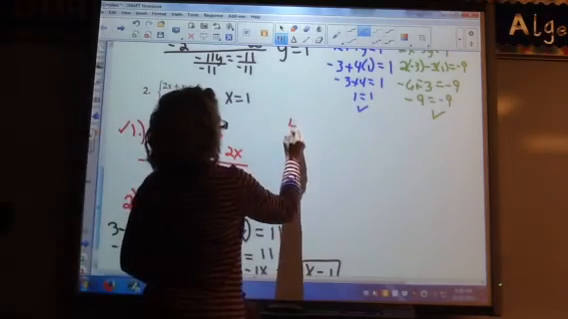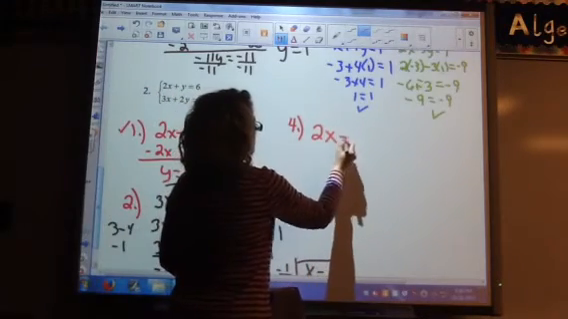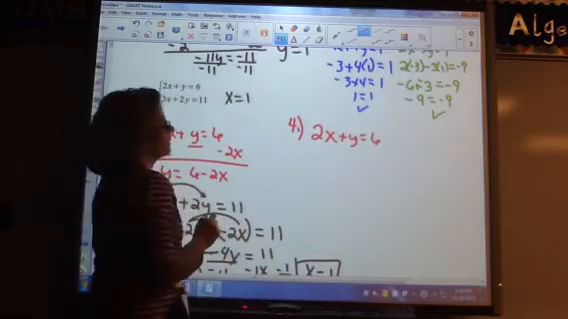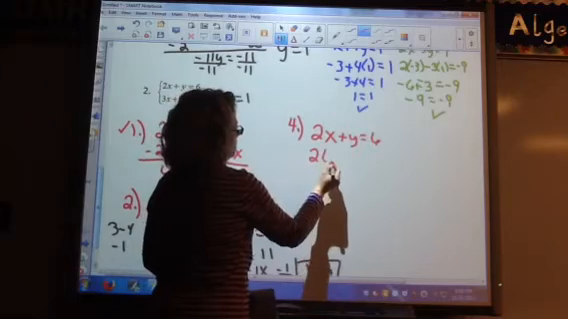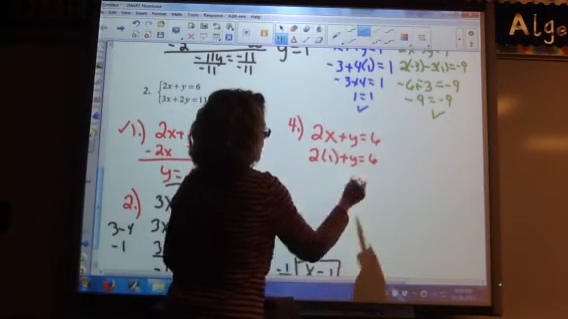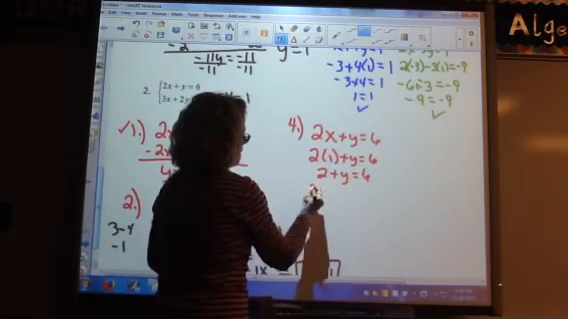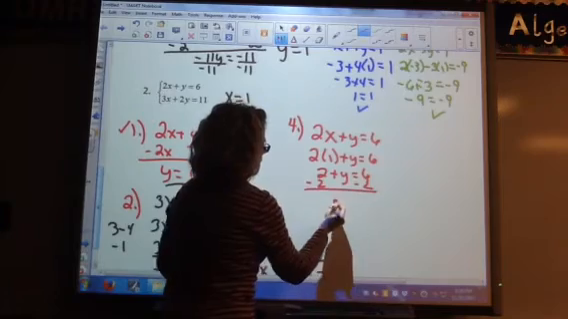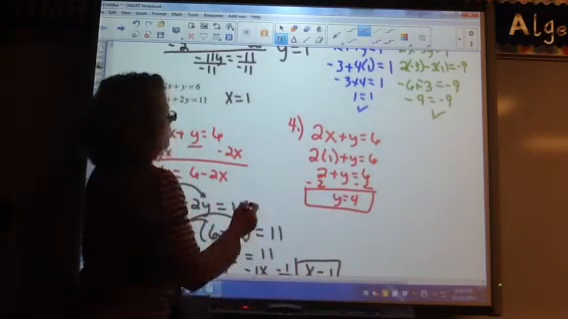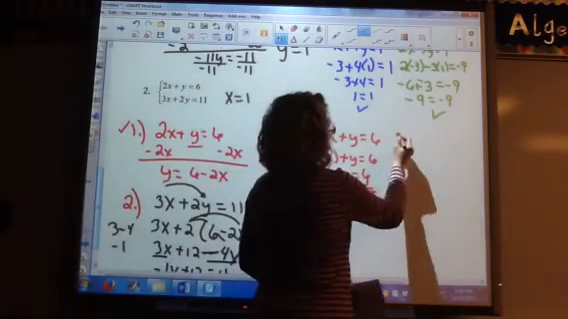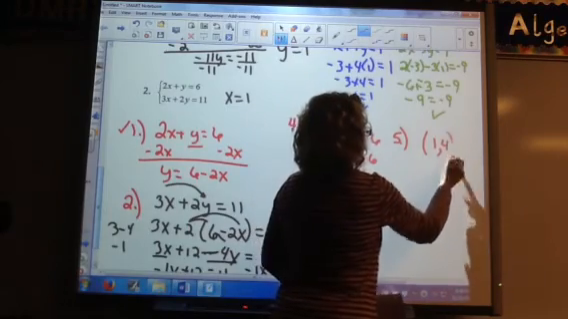Now, step 4, I need to pick any equation. I'm going to pick the first equation, 2x plus y equals 6. And I'm going to substitute in for x because x equals 1. And I'm going to solve for y. So there's my second coordinate. Okay? So my solution is my x coordinate is 1, my y coordinate is 4.